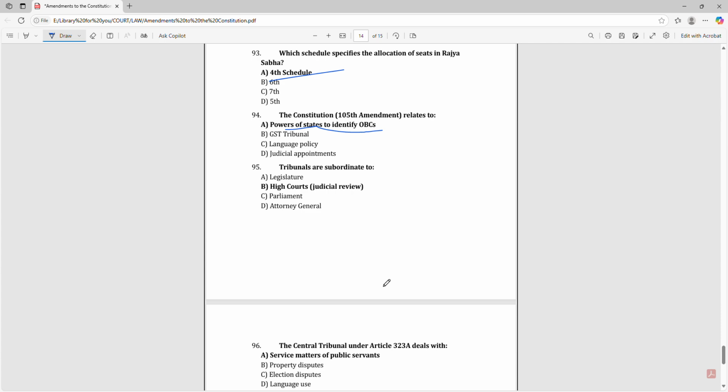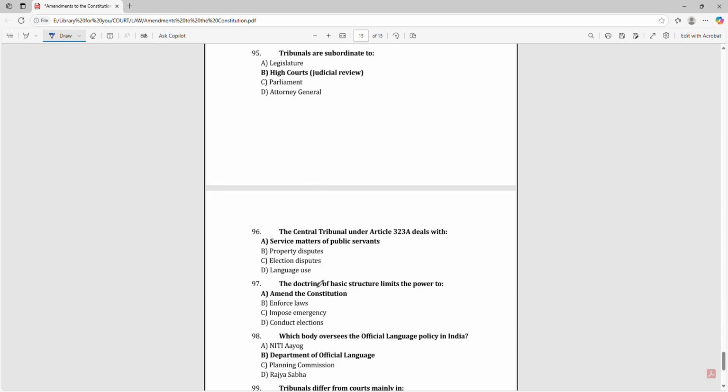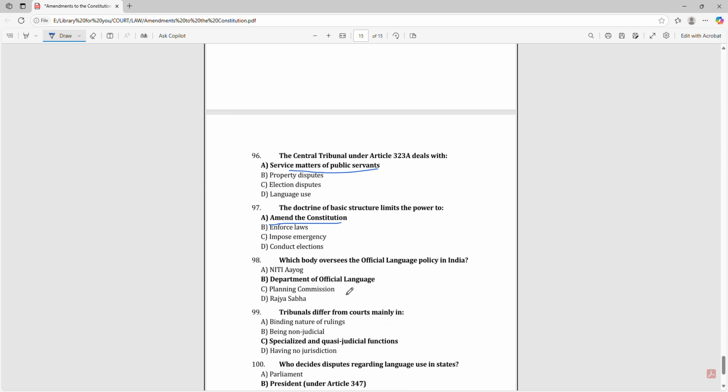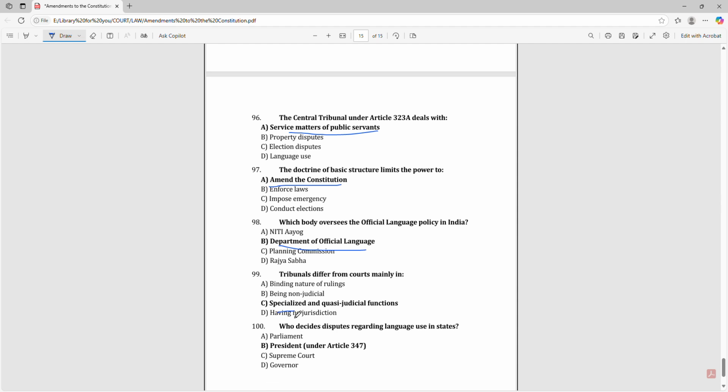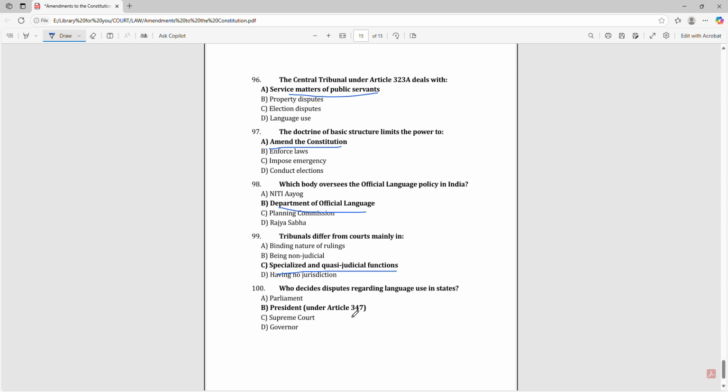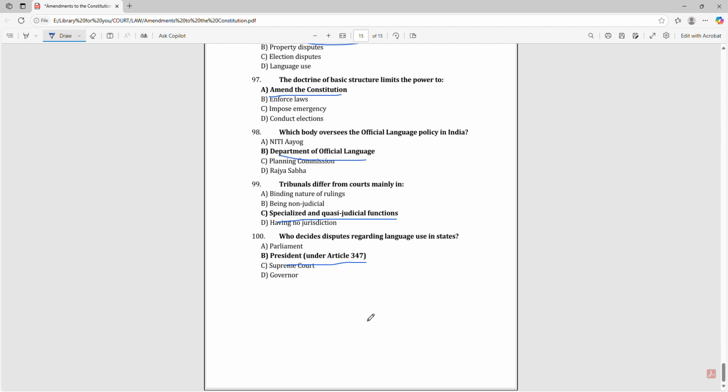The 105th Amendment related to the power of states to identify OBCs. Tribunals are subordinate to high courts. The Central Tribunal under Article 323 deals with the service matters of public servants. The doctrine of basic structure limits the power to amend the Constitution. Which body oversees the official language policy in India? Department of Official Language. Tribunals differ from courts mainly in specialized and quasi-judicial function. Who decides disputes regarding language use in states? President under Article 347. Thank you.